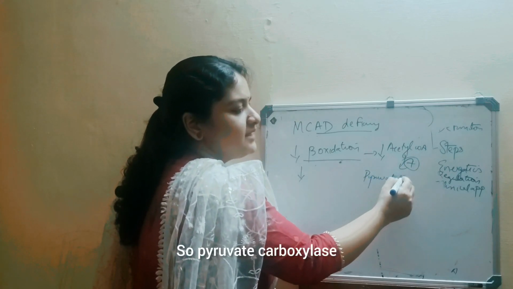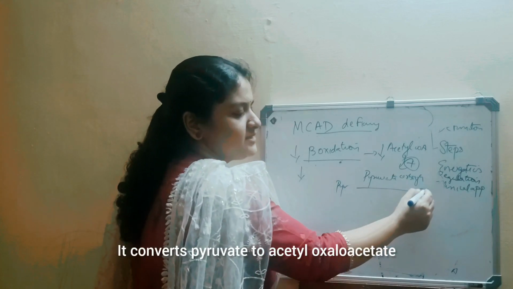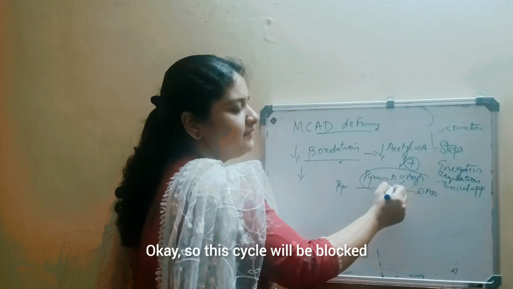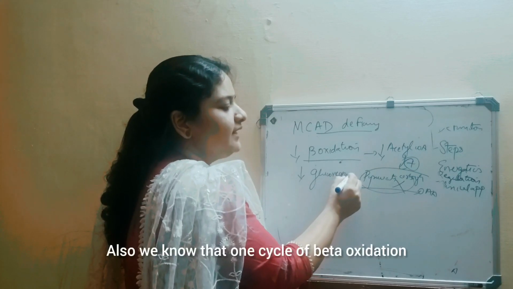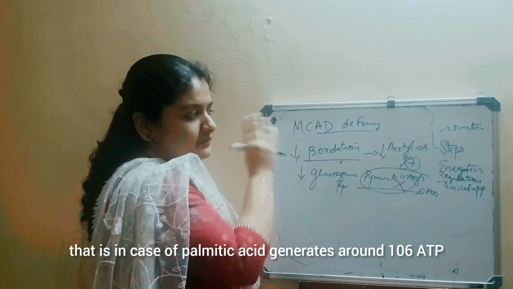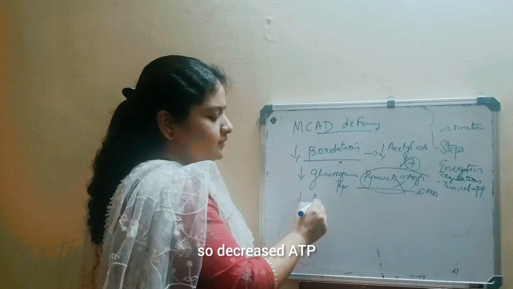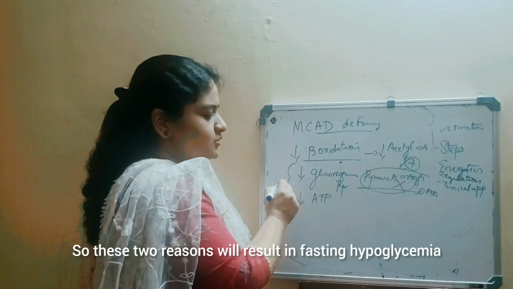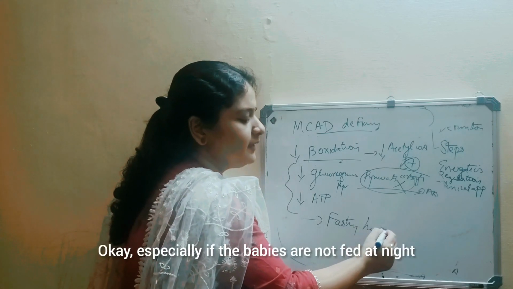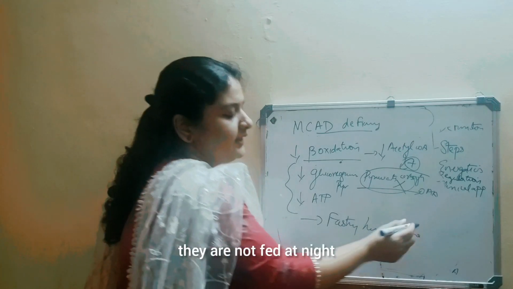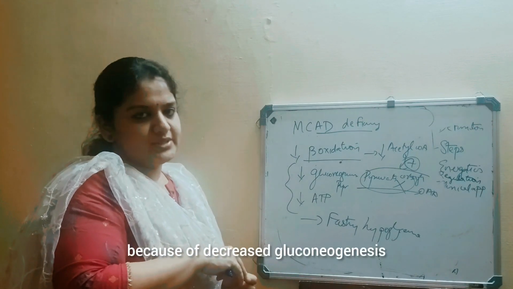What is the role of pyruvate carboxylase? It converts pyruvate to oxaloacetate. So if this step is blocked, that means gluconeogenesis is blocked. Also we know that beta oxidation of palmitic acid generates around 106 ATPs. So decreased ATP, so gluconeogenesis will not occur. These two results will result in fasting hypoglycemia. Especially if the babies are not fed at night, there will be fasting hypoglycemia because of decreased gluconeogenesis.